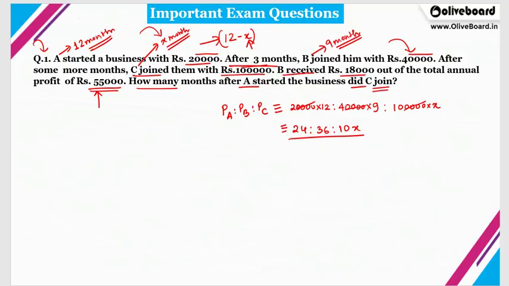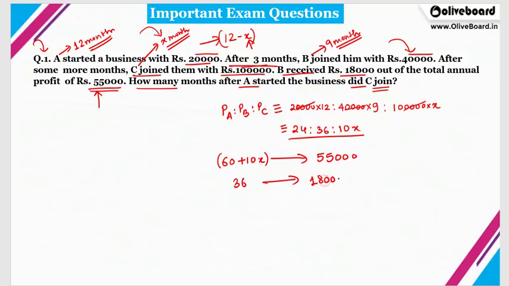Now since B's total amount is 18,000, the total ratio will be 24 plus 36. Now 20 plus 30 is 50, 4 and 6 is 10, so 60 plus 10x. So total is 60 plus 10x. This is my total part of profit, and this total profit is equal to 55,000. And B's part is 36. So this 36 part is 18,000, right?